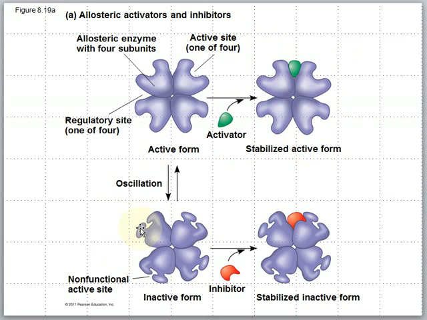The other form, the inactive form, if this inhibitor binds, it will stabilize the inactive form. And now notice all those little active sites are not the proper shape to allow for the reaction to occur. So this is allosteric regulation. Allosteric inhibition down here, and allosteric activation up here at the top.